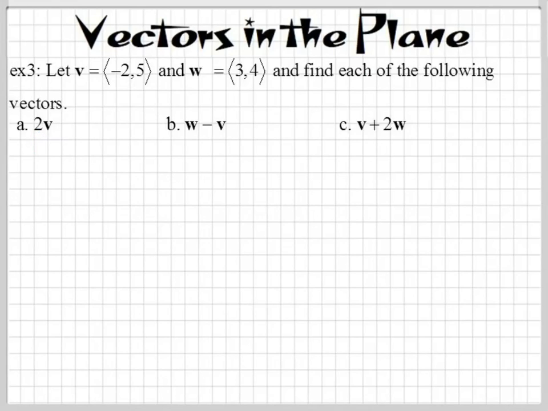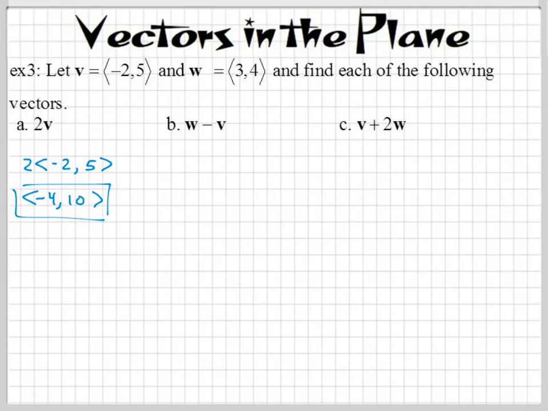And what a scalar does is it stretches out the vector, so it makes it longer. So I guess I'm just going to write it like this. Put the 2 there, and then have my vector right here, which is vector v. And you just multiply them both by 2. So you get negative 4 and then 10. So that's my new vector.